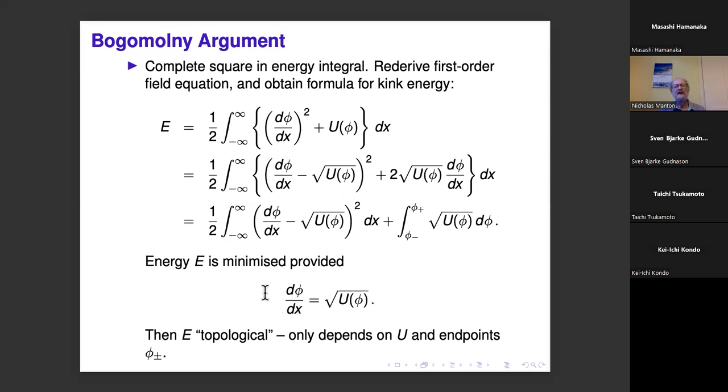So if you can satisfy this equation, then this integral is 0, and the energy is just this final integral. And we then say that the energy is topological because it only depends on u and the endpoints. That helps us to work out the energies of all those kinks I've shown you so far. First of all, we notice that this equation is the field equation I've been solving. So this Bogomolny argument rederives the first order field equation. And notice even the constant c, which I introduced earlier, is now automatically 0 here. That simplifies things.